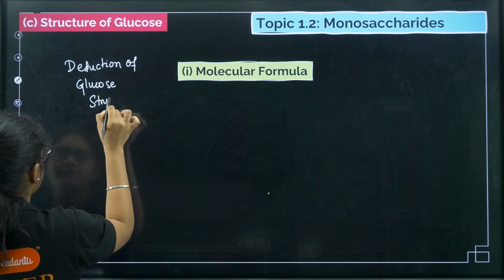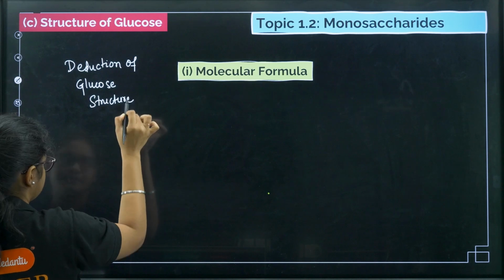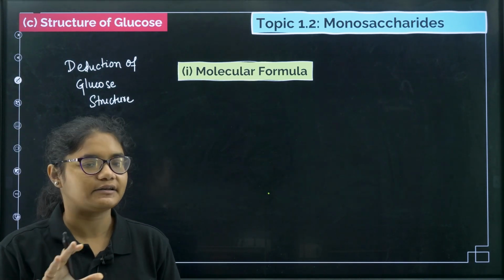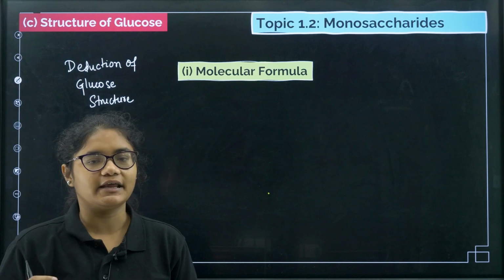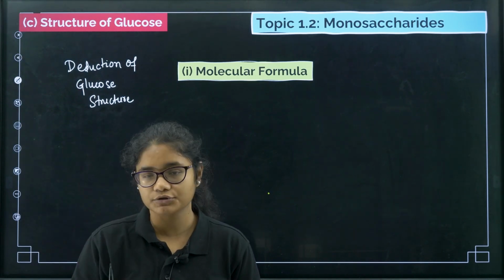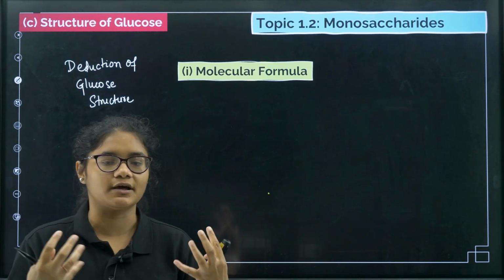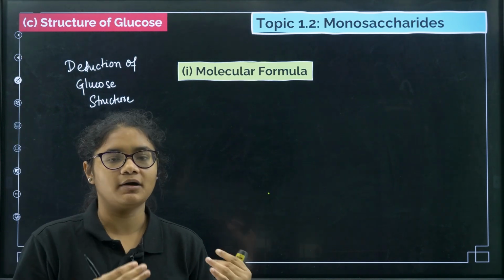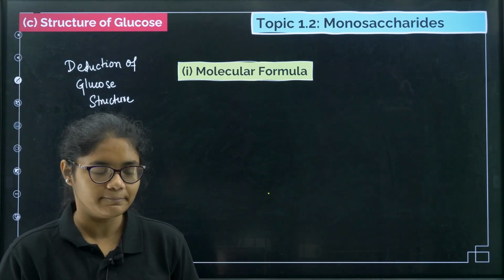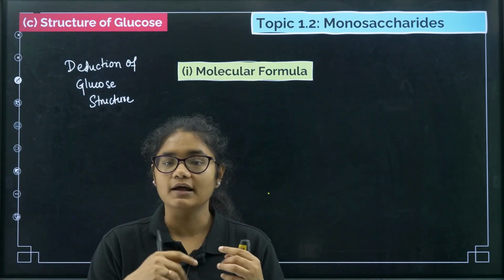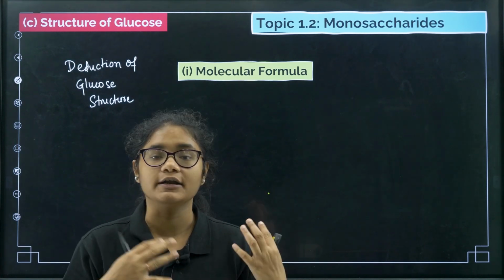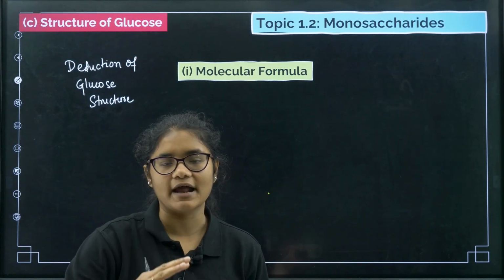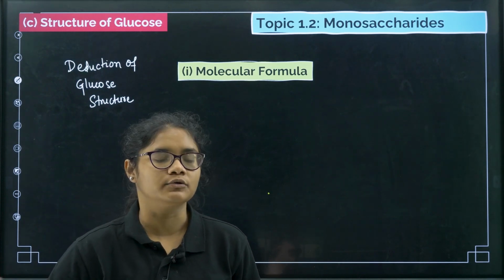Means we will be having some reactions, we have done some experiments, and we have seen certain reactions. Based on these reactions we have got certain conclusions, and by observing these conclusions we have finally come up to the structure of glucose. So we will be seeing now what are the different reactions, what are the conclusions, and what are the observations of these reactions, and based on that what is the structure of glucose predicted.